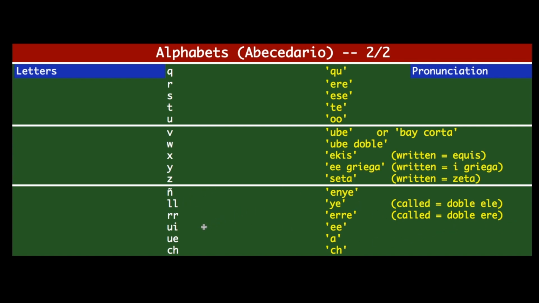Then you have this very unique combination of U with I and U with E. U with I has a sound of E, and U with E has a sound of A in English. And lastly, whenever you have C and H together, they have the sound of ch.